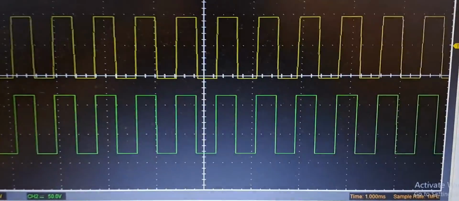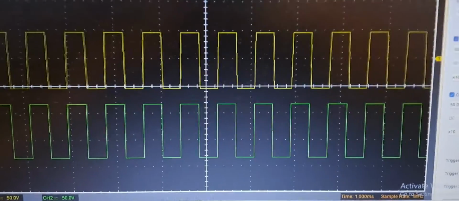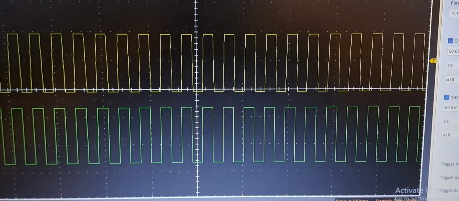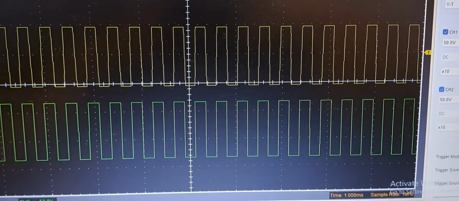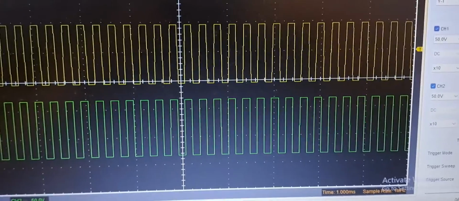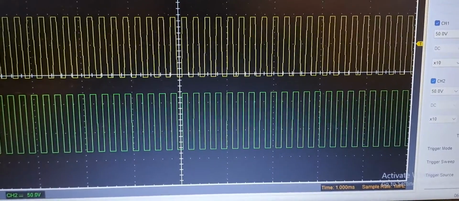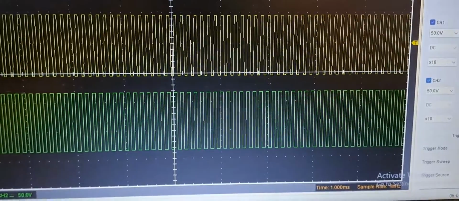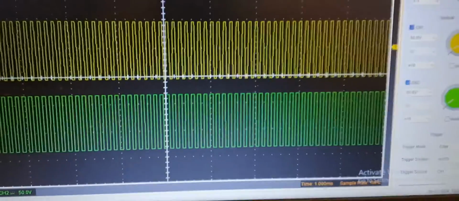Now I am going to increase this frequency. Now I am at 2 kHz. There is no attenuation, we can see. The same waveform I am getting. Input and output waveforms are the same. Now I am at 7 kHz.